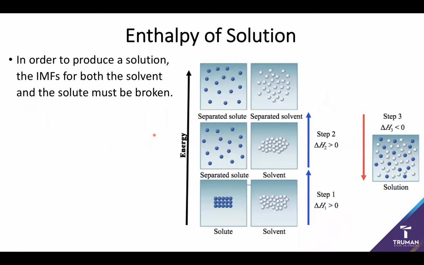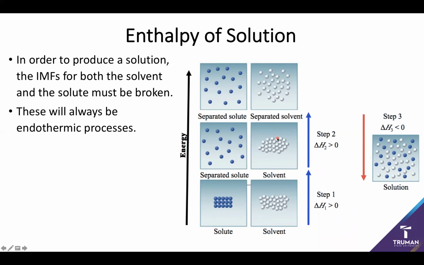So in order to produce a solution, one of the things we can do is split this up stepwise into all of the individual components. So the first thing I need to do is take my solute and I have to break all of the IMFs, which is going to be hard. Then I have to take my solvent and I have to break all of its IMFs into an individual component. Both of these processes will always be endothermic. It will always take energy to break apart a system.